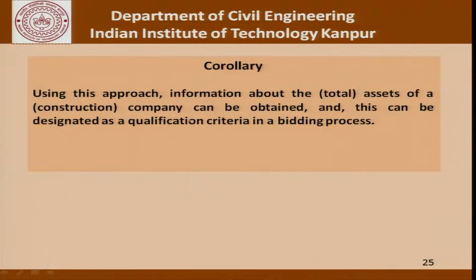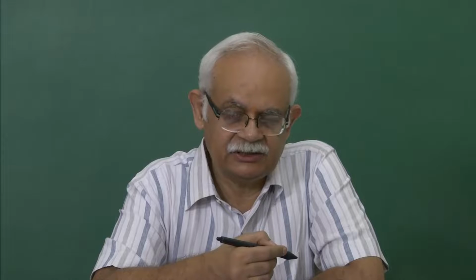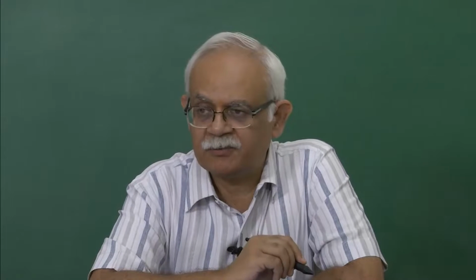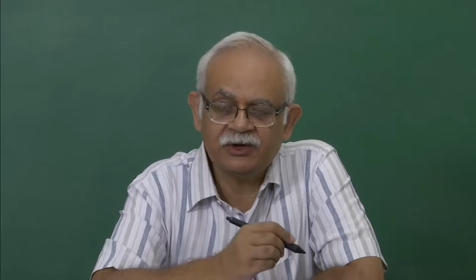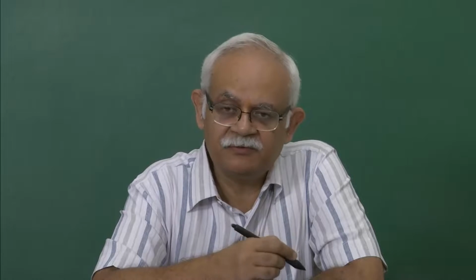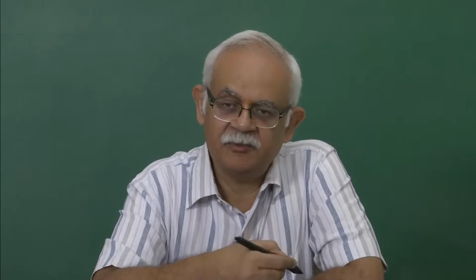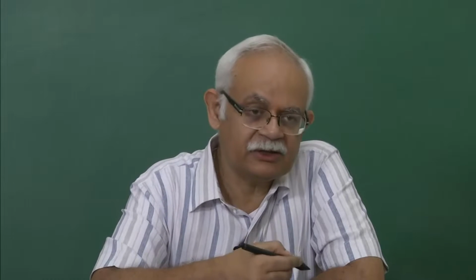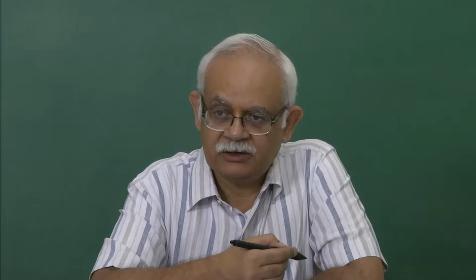As a corollary to this, information about the total assets of a construction company can be obtained, and this can be designated as a qualification criterion in a bidding process. What can be done is that as part of our pre-qualification, as part of qualifying a company, whether or not a company qualifies to bid for a project, we can say that the company should have an equipment base of 10 million, 100 million, 70 million, whatever number is reasonable depending upon the kind of project involved.